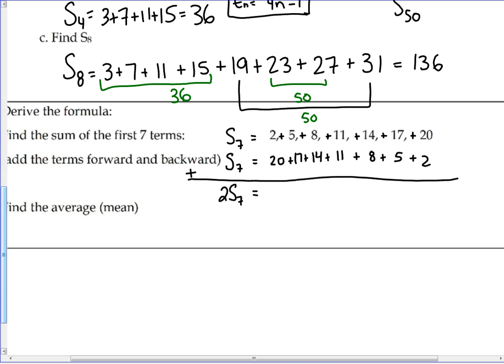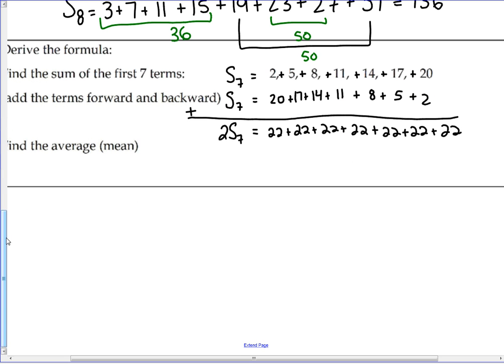22 plus 22 plus 22. How many times? 7. 1, 2, 3, 4, 5, 6, 7. So instead of writing 22 plus 22 plus 22 7 times, instead I could actually write that as 22 times 7. Actually, can I write that as 7 times 22? Does it bother you if I do that?